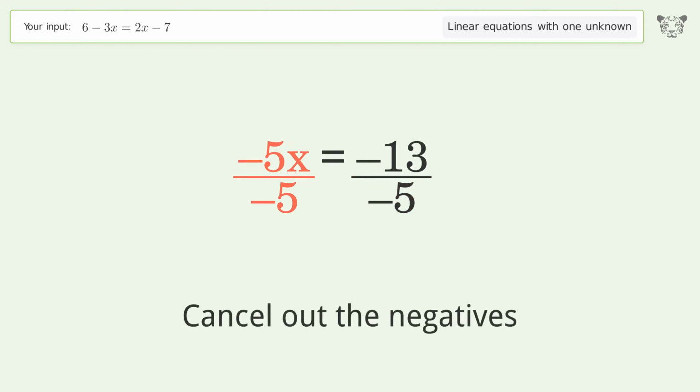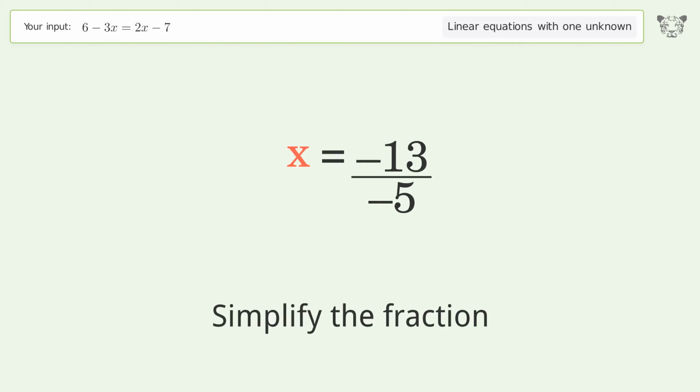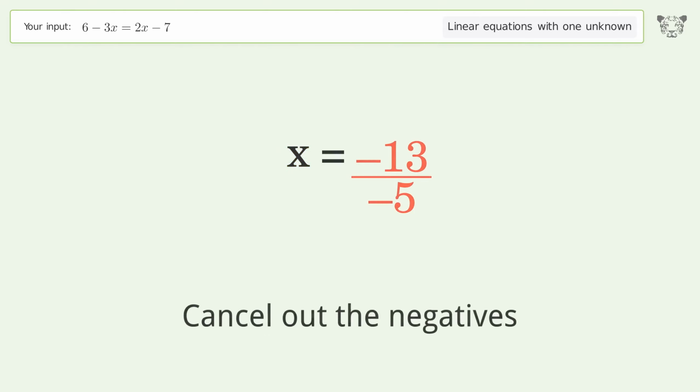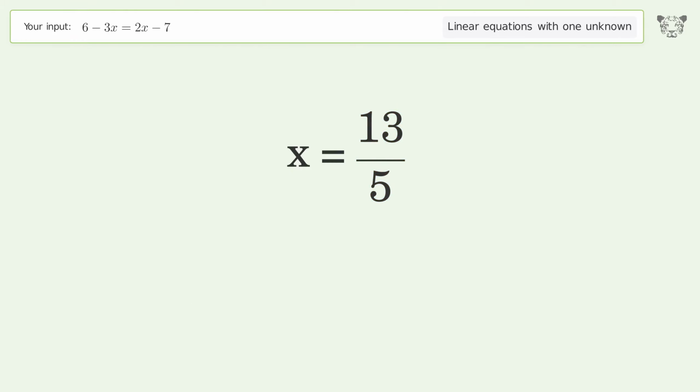Cancel out the negatives. Simplify the fraction. Cancel out the negatives. And so the final result is x equals 13/5.